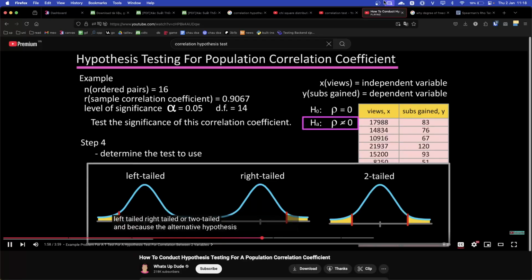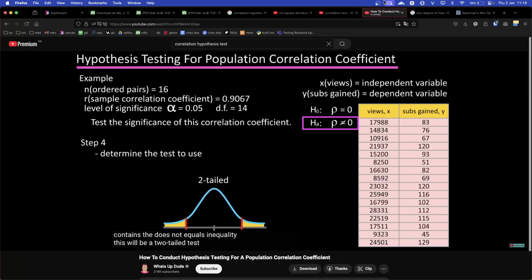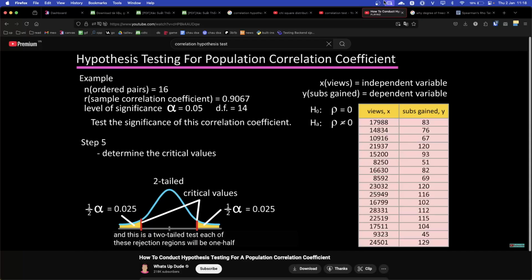Two-tailed. Because the alternative hypothesis contains the does not equal inequality, this will be a two-tailed test. Step 5 is to determine the critical values. Graphically, this looks like this, with our critical values, negative t naught and positive t naught here, and both of these shaded areas in the tails being rejection regions. Since the level of significance is alpha equals 0.05, and this is a two-tailed test, each of these rejection regions will be 1/2 of alpha, which is 0.025.